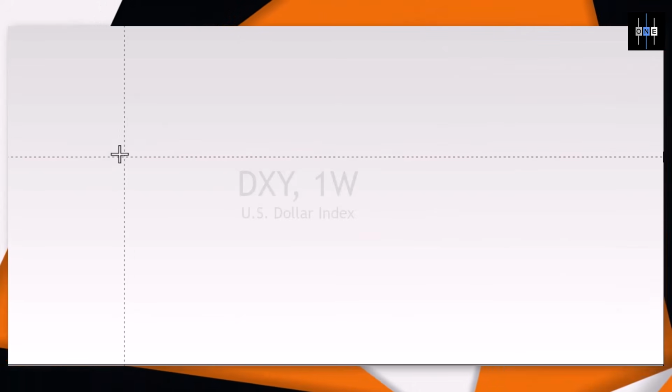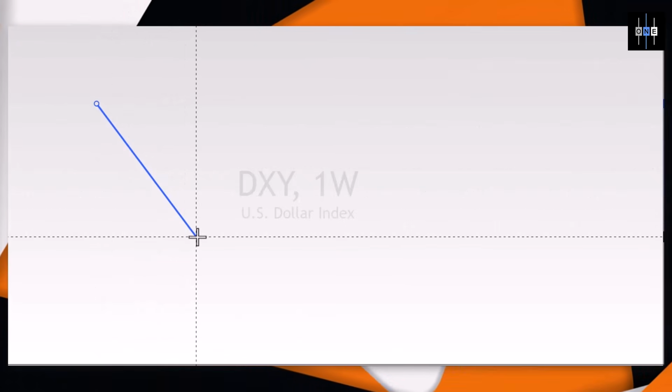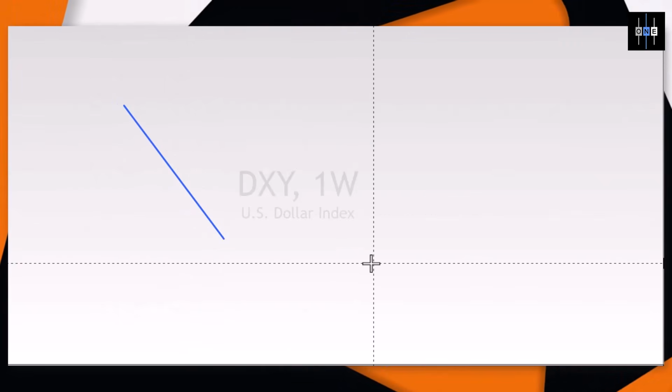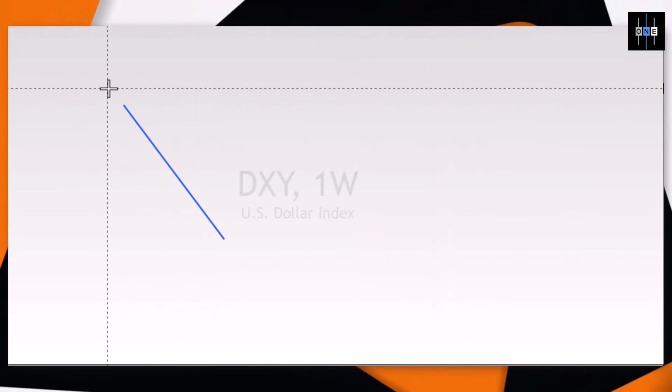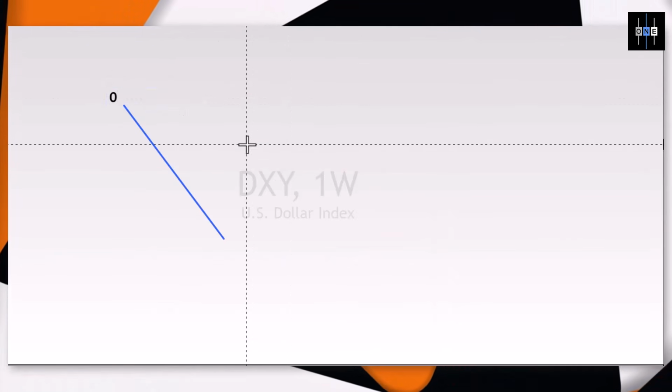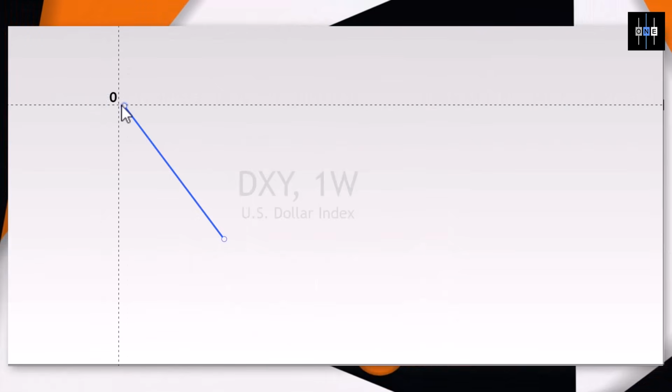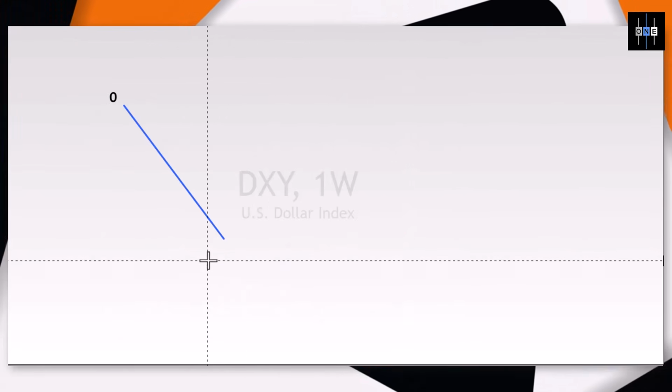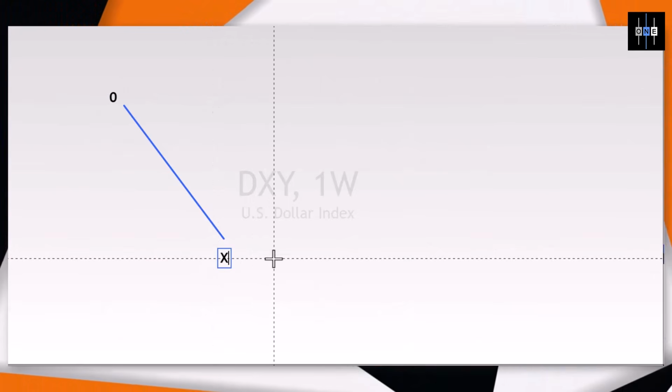So, like most patterns, we start off with an impulsive move. This is going to be our swing high to swing low, clear directional move. Unlike the other harmonic patterns, instead of starting with an X leg, this is actually going to start with what's called a 0 leg. So our 0 leg is going to be the high, and then our low is going to be the X leg.